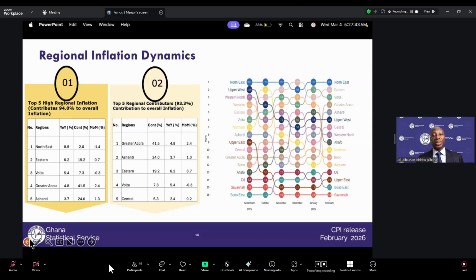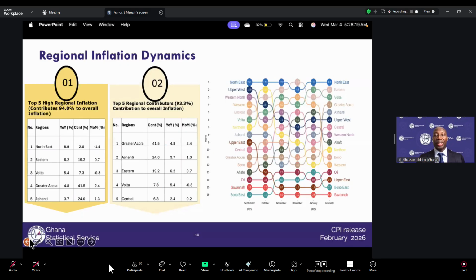You take Ashanti region, which recorded an inflation rate of 3.7%. It contributed 24% to the overall inflation rate of 3.3%. Then take Eastern. It recorded an inflation rate of 6.2%, but contributed 19.2% to the overall inflation rate. And then when you take Volta, its inflation rate was 5.4%. It contributed 7.3% to the overall inflation. And Central region, that recorded inflation of 2.4%, contributed 6.3%.